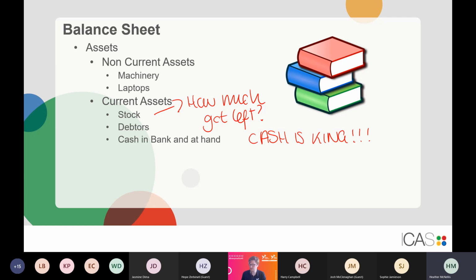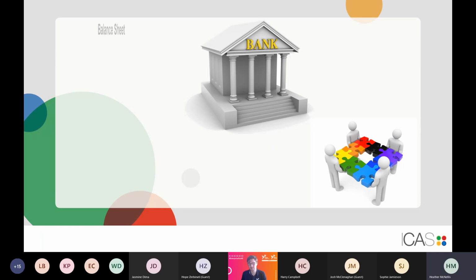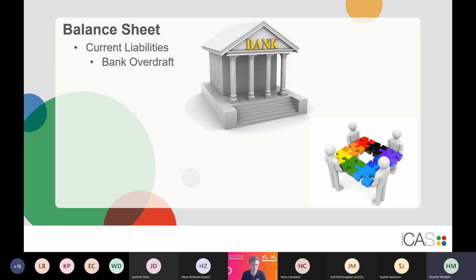It depends on how you interpret it. So there's no right or wrong here, guys. It's all about how you interpret this information for your particular business. So current liabilities, the bank overdraft. If you've gone over the amount and basically the bank's lent you money and you owe that to them, you want to comment on that and why that has happened.